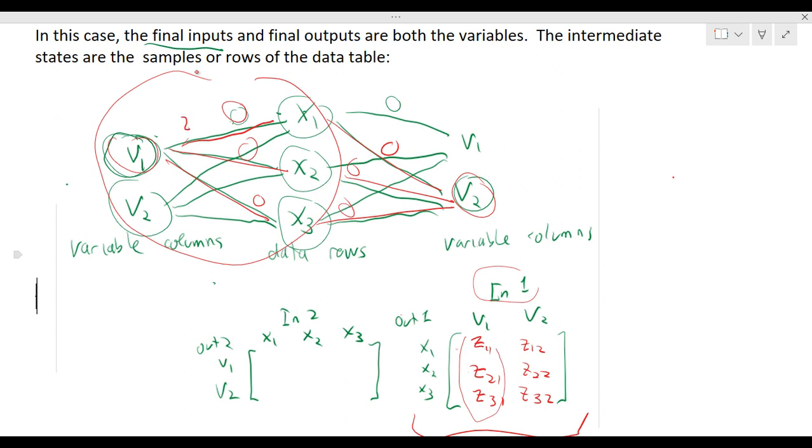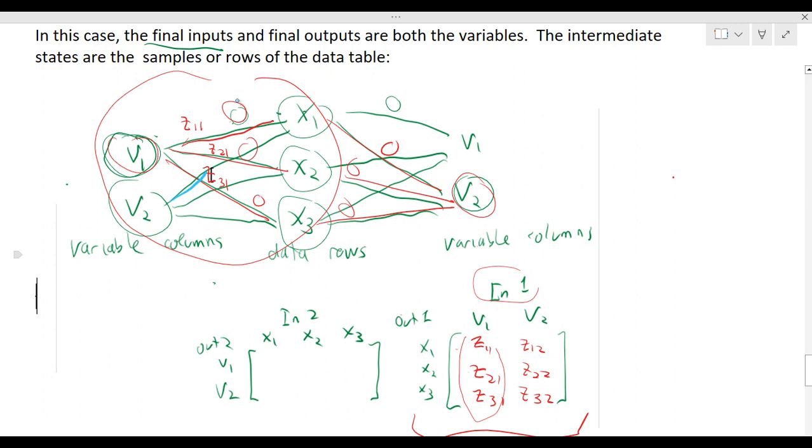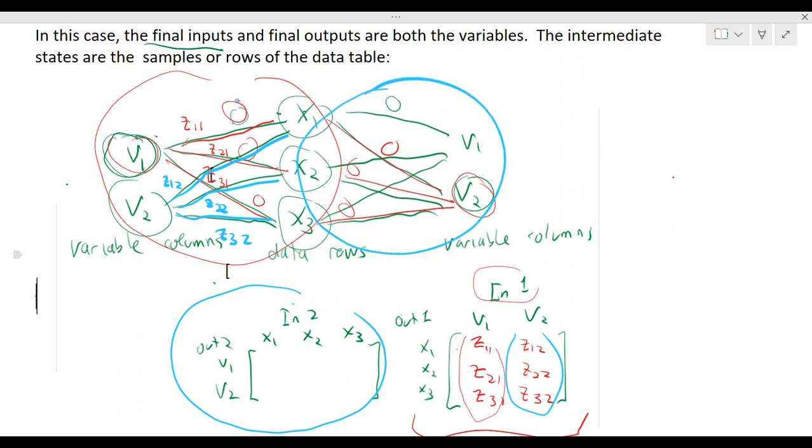So here I have Z11, Z21, and Z31 for those three. And then for the other three, I'll do in a different color to try to make it a little bit more clear. This one is going to relate to this column here. So this is Z12, Z22, and Z32. Okay.